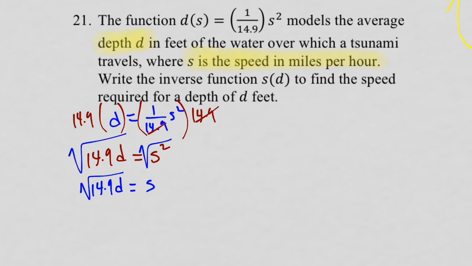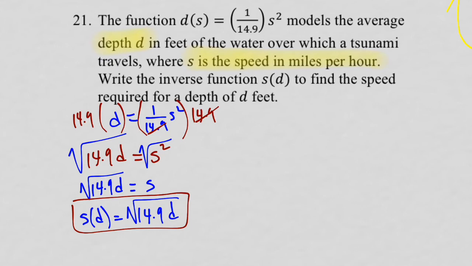And now we just need to find the inverse function to find the speed required for a depth of d feet. So that's it. That's the inverse function. We're going to write it in function form. S of d equals radical 14.9 d. It is perfectly okay to leave it like that. Another option is to find the square root of 14.9 and write it outside. The square root of 14.9 is 3.86, so you could write it as 3.86 times radical d, and that would be the exact same thing, right? Both of those are the same thing.